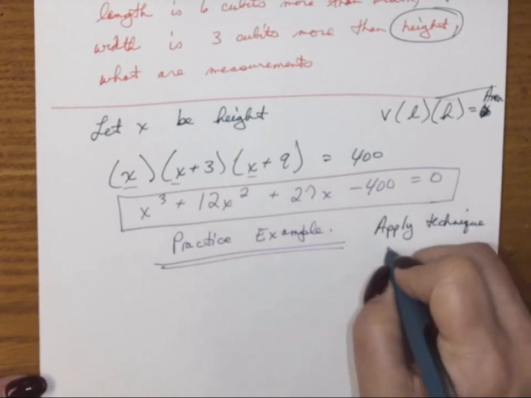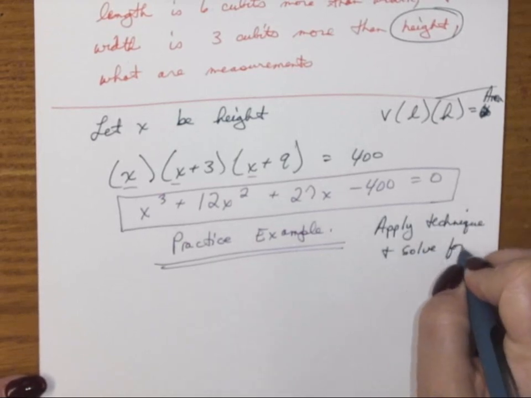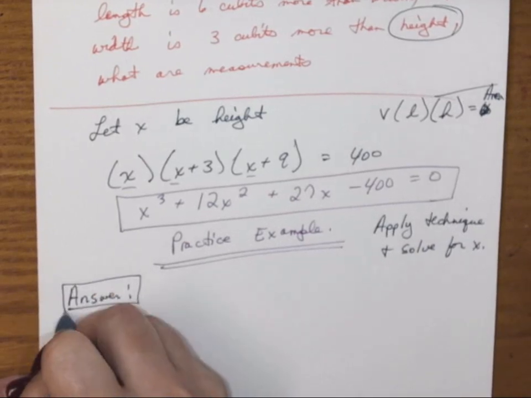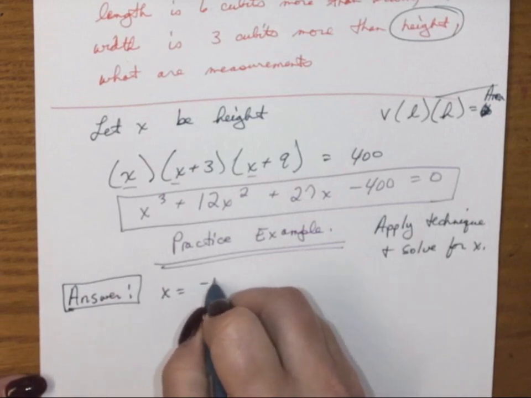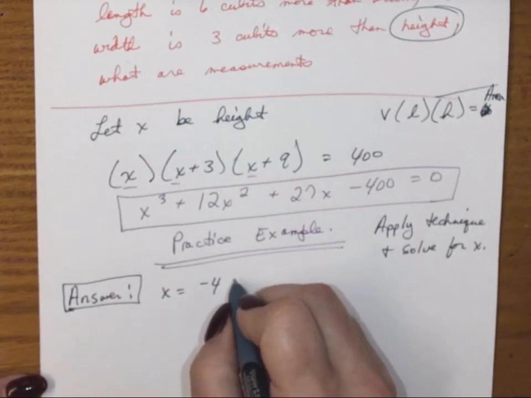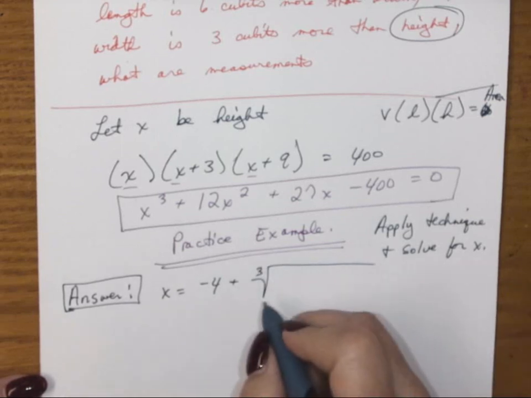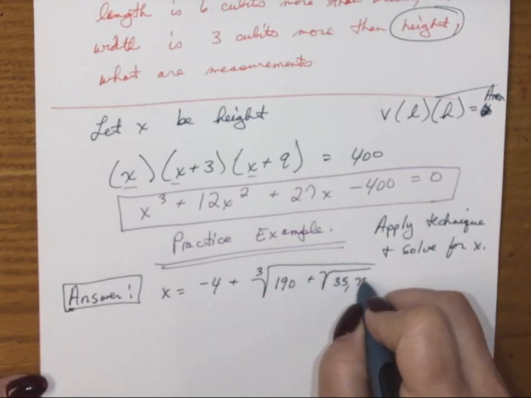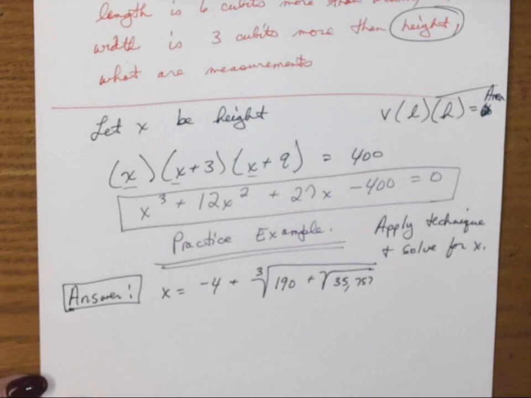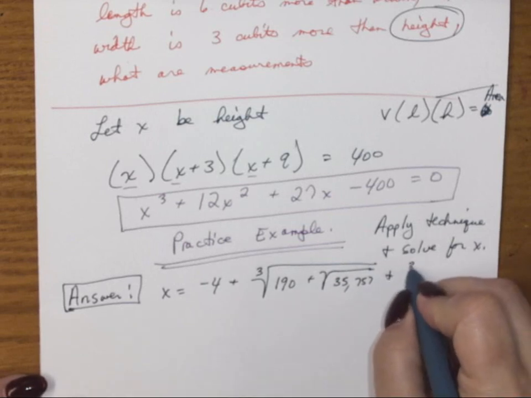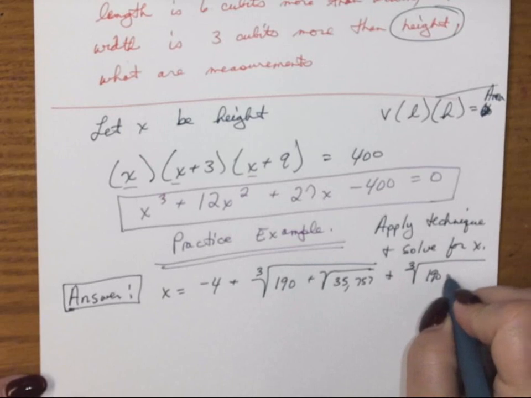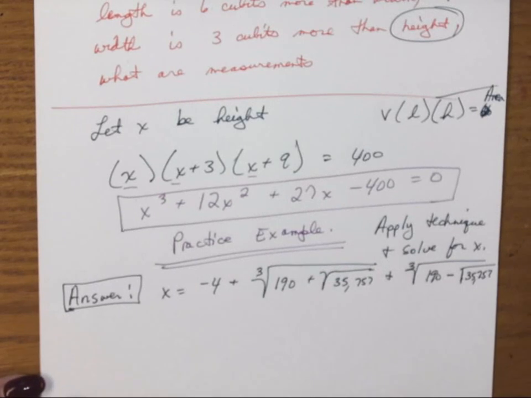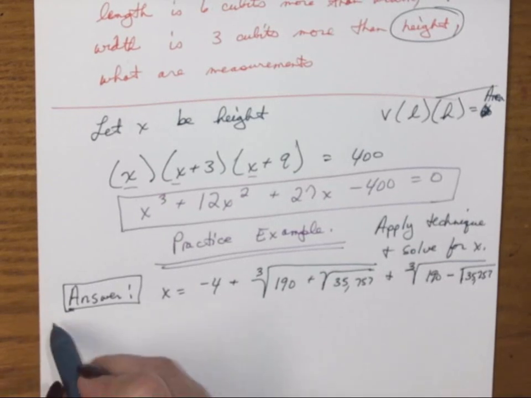That's what your directions should say. Solve for x. And I'm just going to give you the answer just so that you'll know what it should look like whenever you get there. It's really a lovely answer. X equals -4 plus the cubed root of 190 plus the square root of 35,757 plus the cubed root of 190 minus the square root of 35,757. So there you go. Lovely stuff, right?